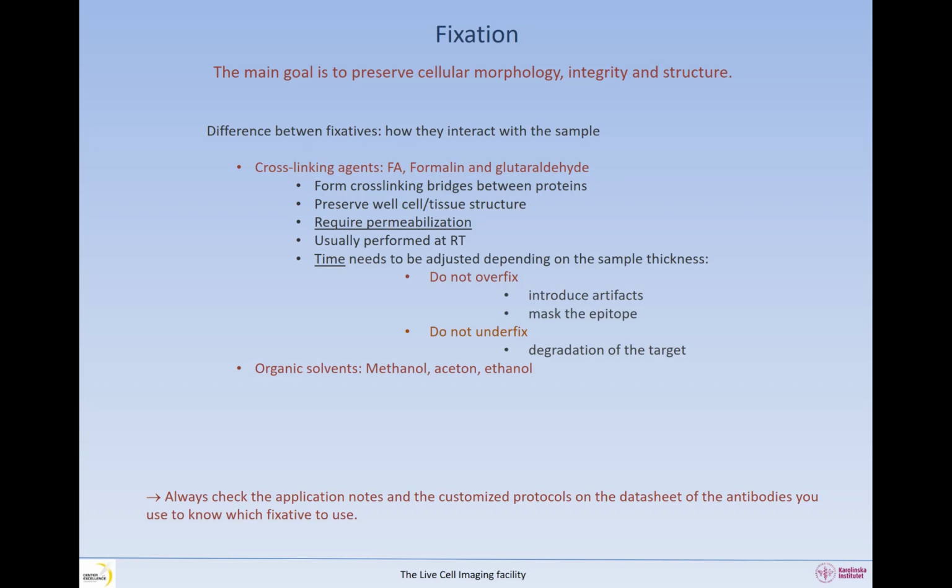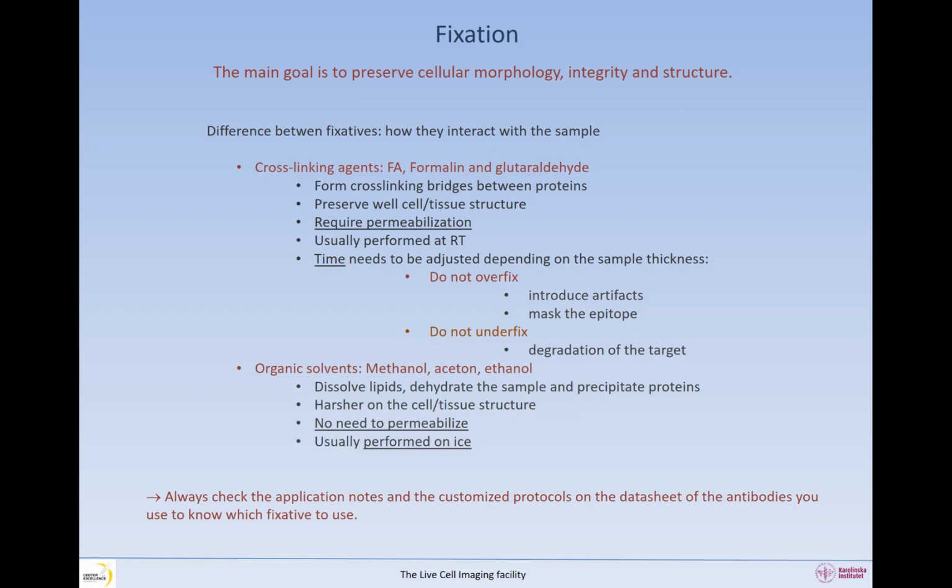The other type of fixative are the organic solvents, methanol, acetone, ethanol, and they can also be used together, which act in a totally different way. They dissolve lipids, dehydrate the sample, and precipitate proteins. They are much harsher on the cells and tissues. If you use this, you don't need to permeabilize. This process is usually performed on ice, and it's quite short.